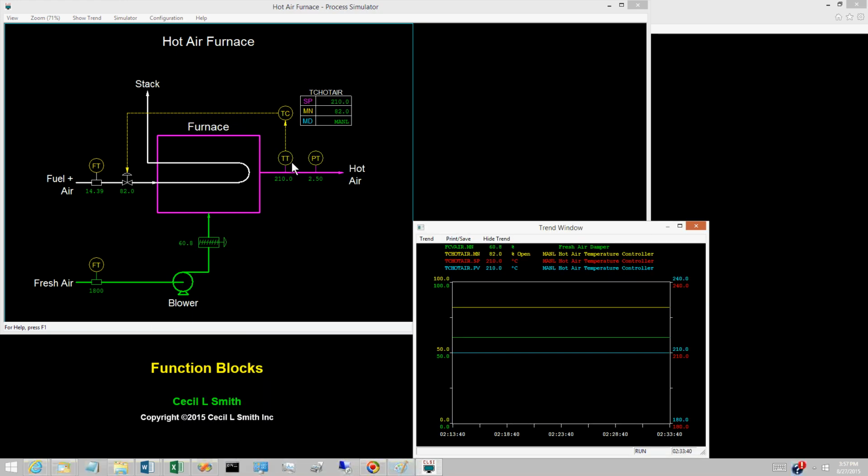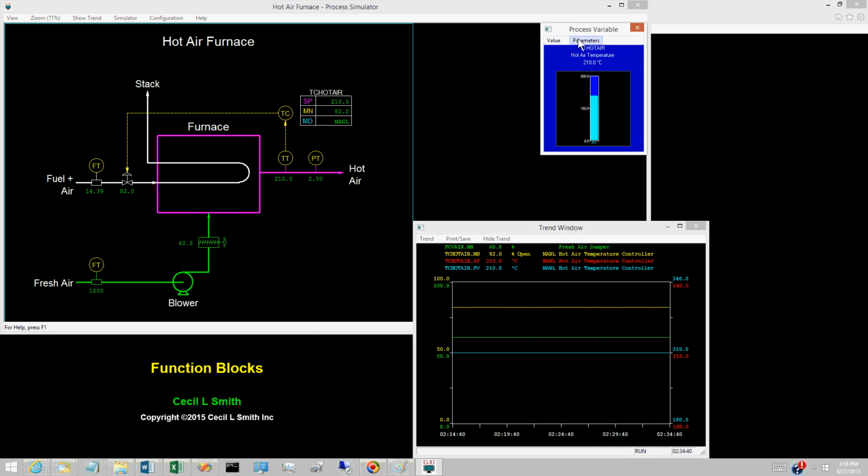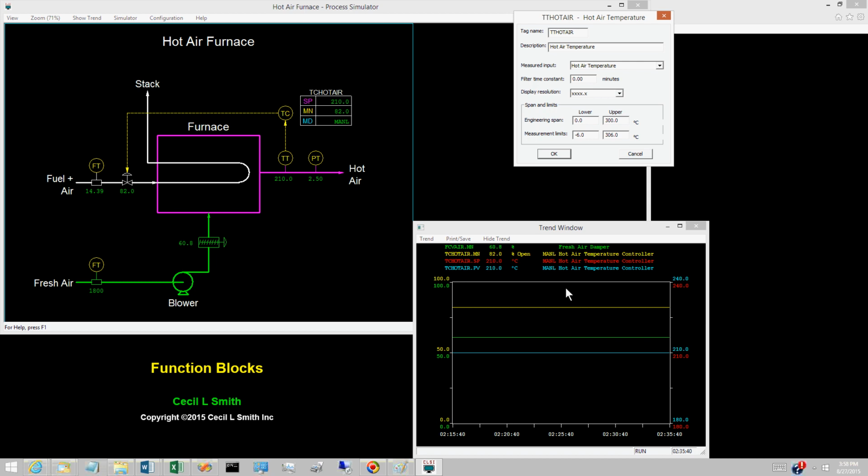Open the configuration window for the PV block. For a conventional control system, the PV block requires configuration parameters to properly convert the input from the transmitter to degrees Celsius. But for the simulator, all inputs from the model are in engineering units. No conversion is required. Only the input must be designated. The drop-down list for measured input contains all of the inputs from the process model, one of these being the hot air temperature.